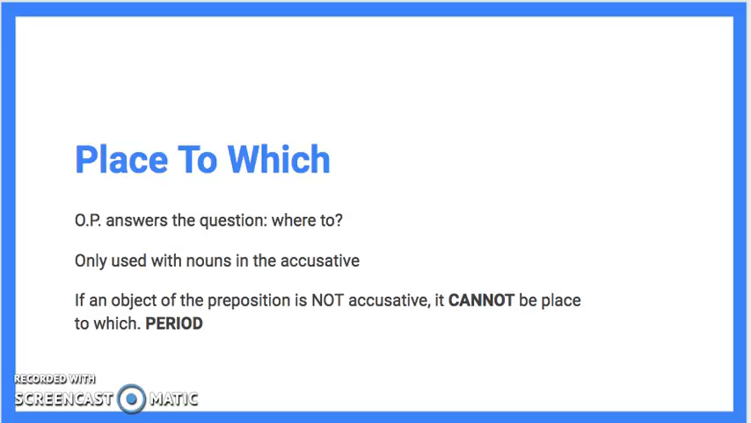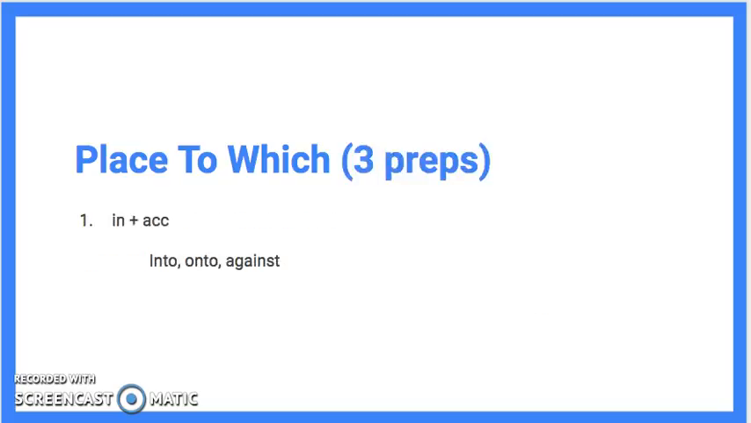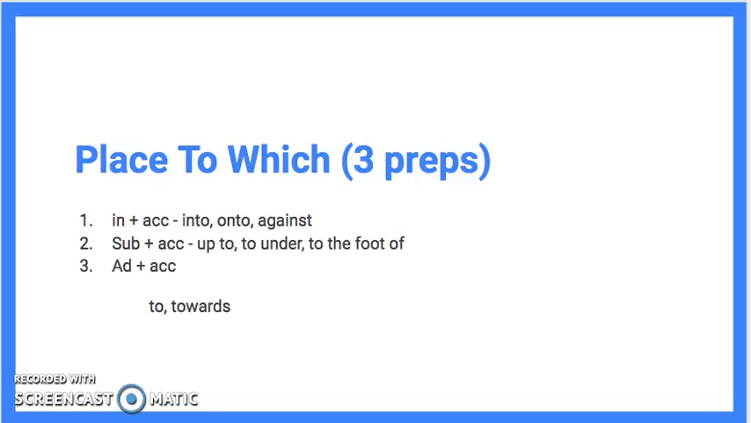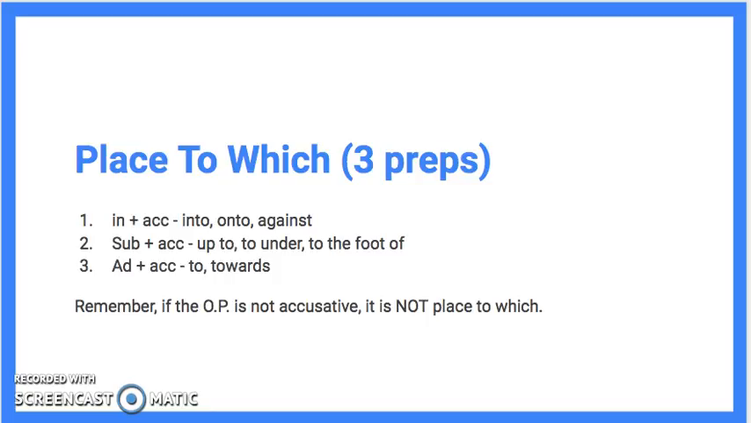Let's take a look at which ones you have learned. There are 3. First is in plus accusative, which translates as into, onto, or against. Next is sub plus accusative, which translates as up to under, to the foot of. And lastly, ad plus accusative, which translates as to, towards. Now remember, if the object of the preposition is not accusative, that prepositional phrase is not place to which.